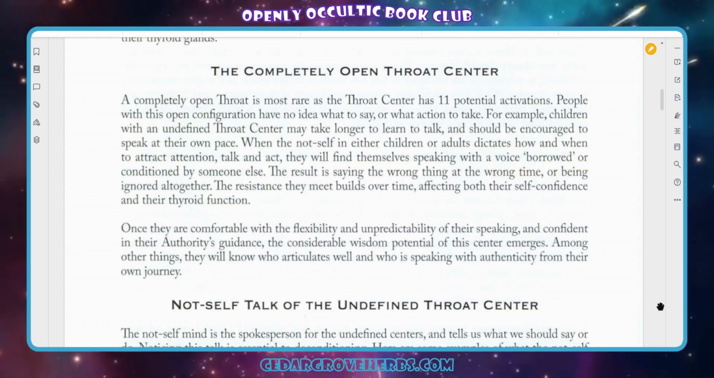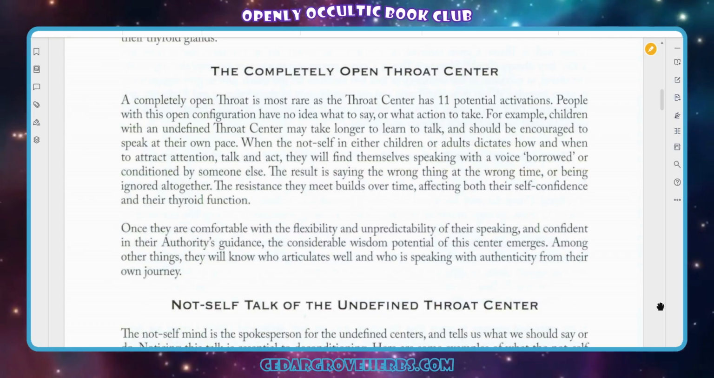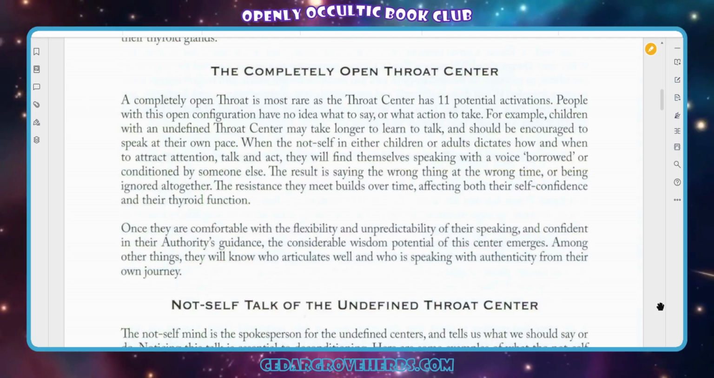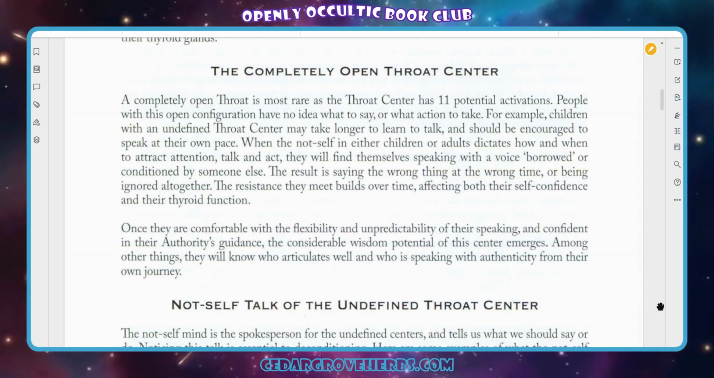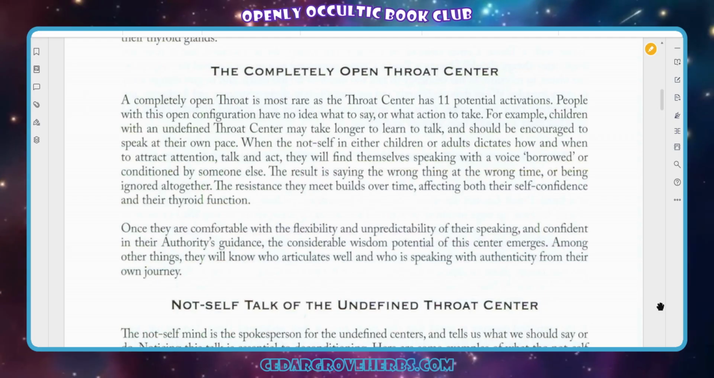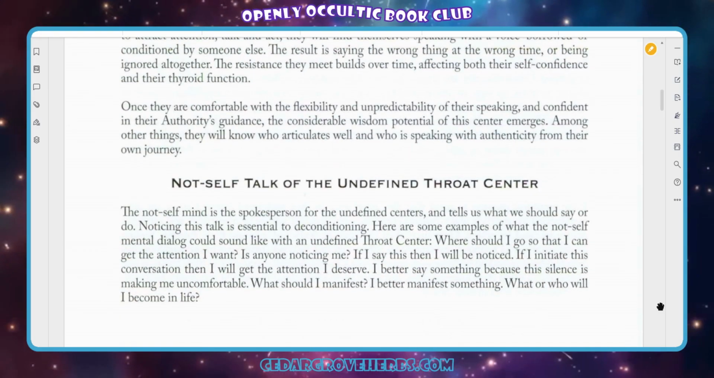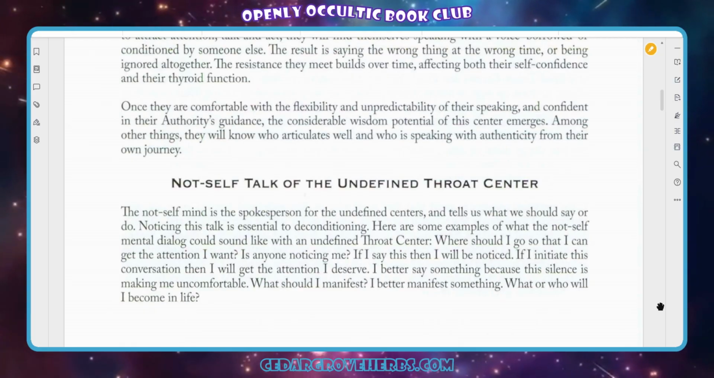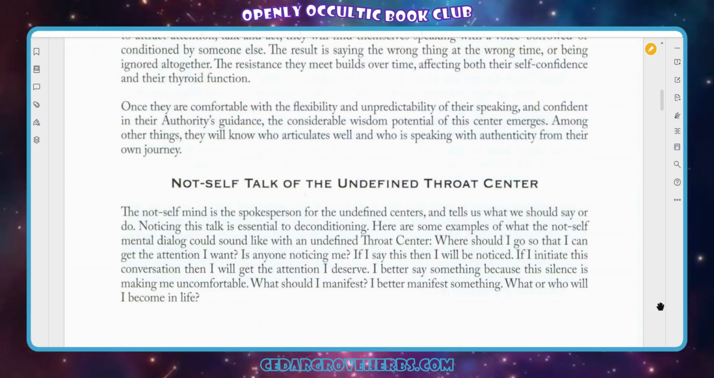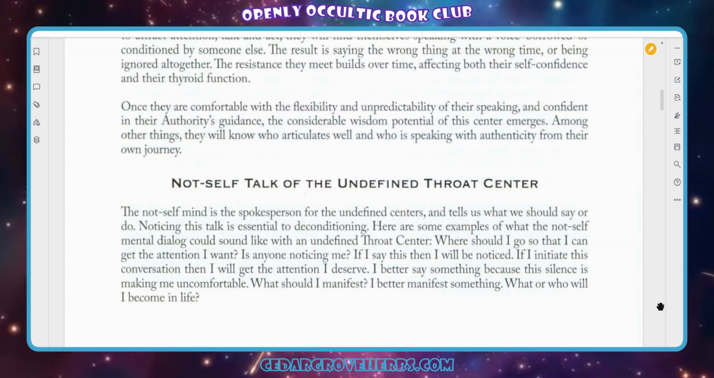Once they're comfortable with the flexibility and unpredictability of their speaking and confident in their authority's guidance, the considerable wisdom potential of this center emerges. Among other things, they will know who articulates well and who is speaking with authenticity from their own journey.